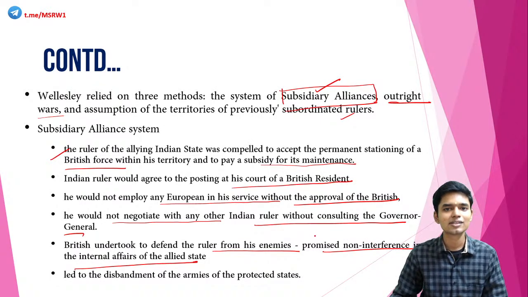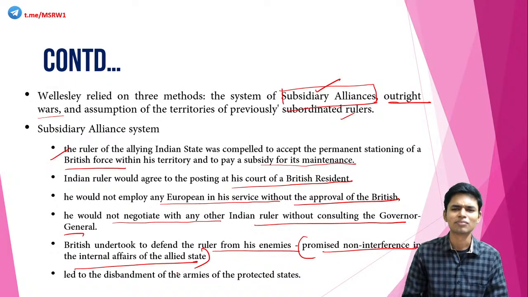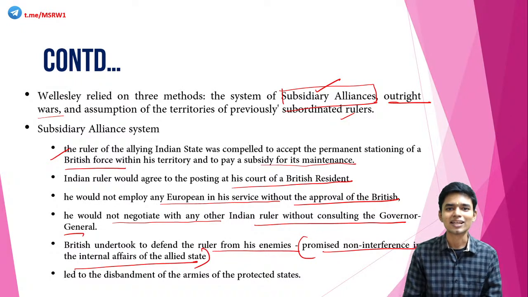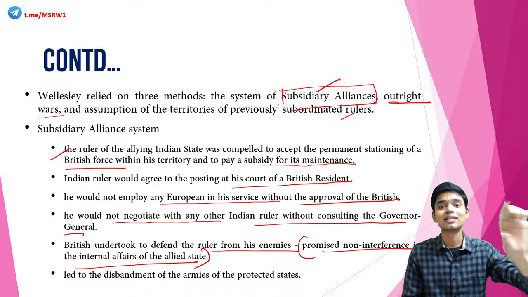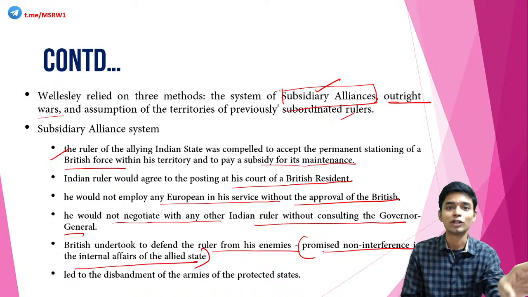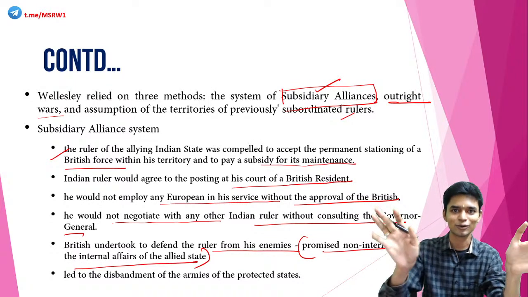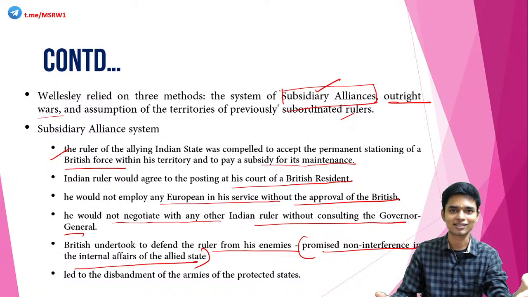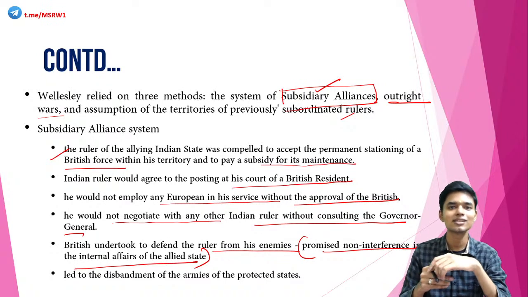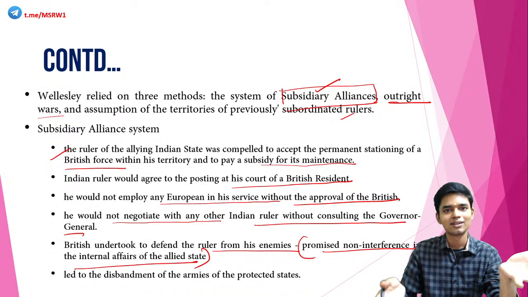The second part of the statement is a joke: promised non-interference in the internal affairs of the allied state. The British never followed this. They placed the army in the capital and they placed a resident in the court in order to make sure that they interfered with everything going on in the internal affairs of the state. That was the entire point of the subsidiary alliance, to meddle with the internal affairs of Indian states by offering them something superficial. Clear?